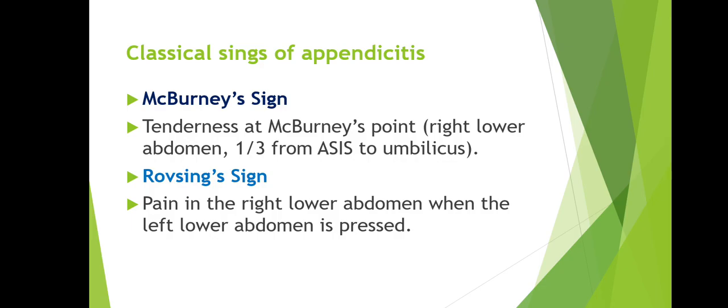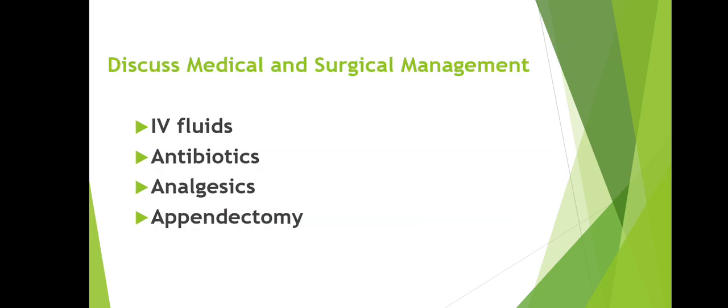Then how about Rovsing's sign? With Rovsing's sign, there's going to be pain in the right lower abdomen when the left lower abdomen is pressed. You press the left lower abdomen and then pain is felt in the right lower abdomen. Okay, more like pain shifting. That's what we call Rovsing's sign. That occurs because of the connection that exists.